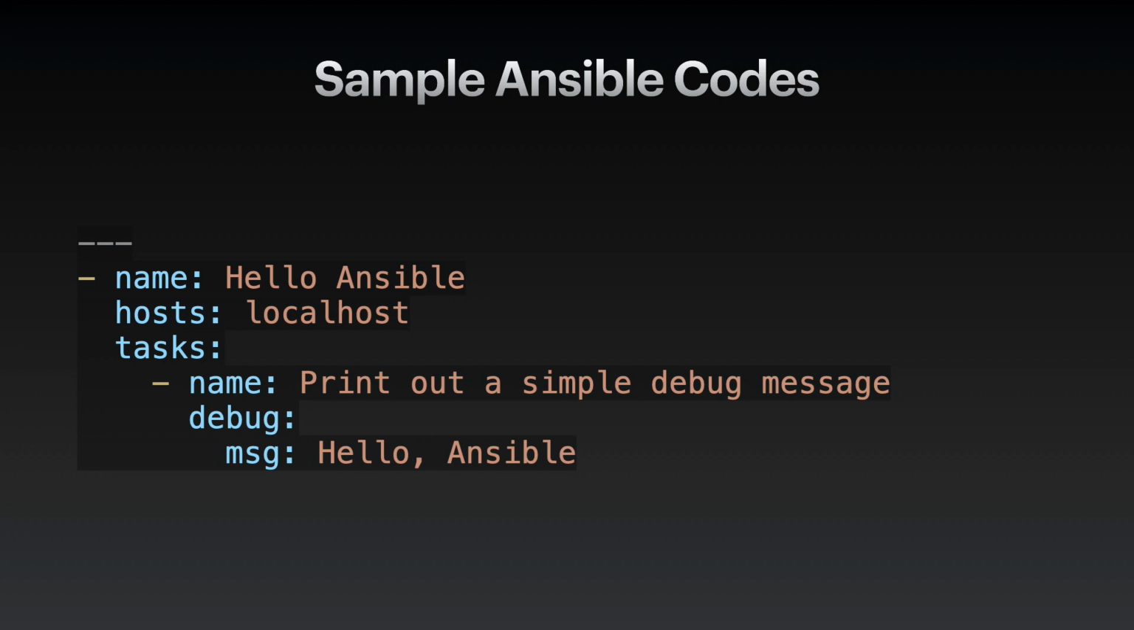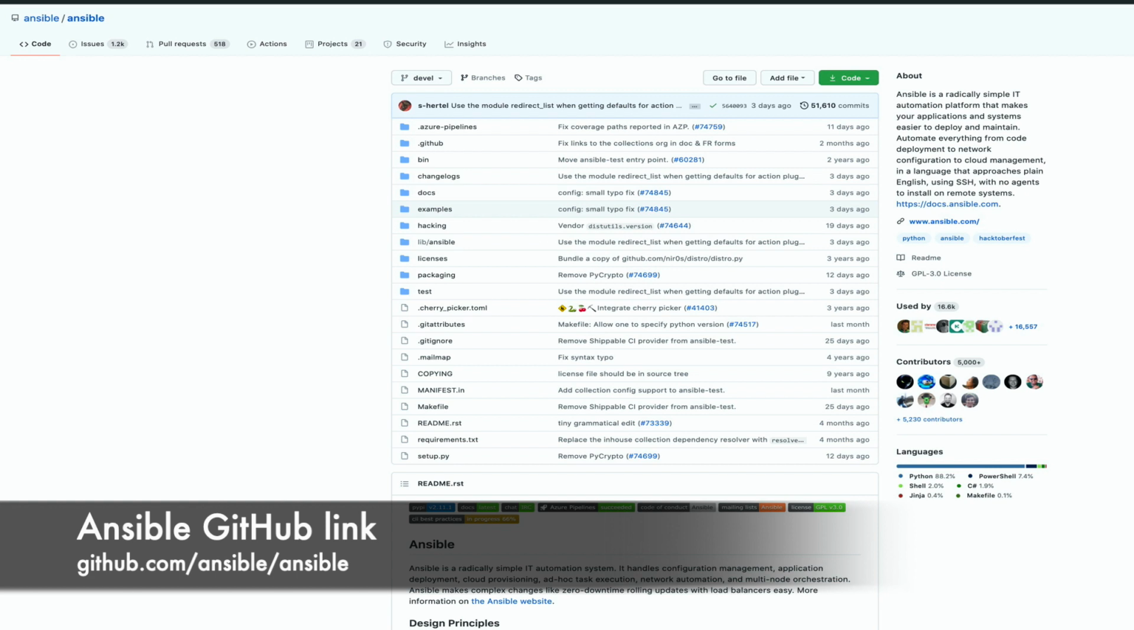Ansible configuration files are based on YAML format, which is a meta text file based on indentation. Here's a sample YAML file that prints out a hello Ansible debug message in Ansible. Ansible has over 51,000 commits and 5,000 contributors on its main GitHub repo as of this video creation. With that much actively ongoing contribution to its open source, you know Ansible is a good IaC tool to start with.